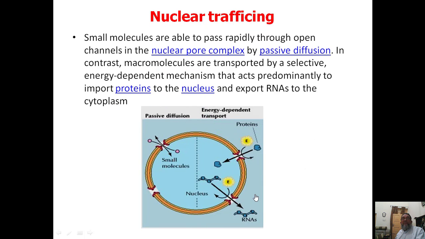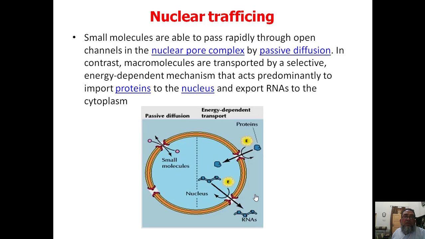Now how do you see the nuclear trafficking? This is again an example because it is very important in today's scenario. If you look at today's present situation, how nuclear trafficking takes place, what the structures are, how the structures pass from inside to outside. It is quite simple, as in the plasma membrane previously described to you. Small molecules are able to pass rapidly through open channels in the nuclear pore complex by passive diffusion. Quite obvious. Passive diffusion means according to the concentration gradient, from the cytoplasm to the nucleus and from the nucleus to the cytoplasm. But some of the molecules which are larger have to be transported in and out against the concentration gradient and as required.